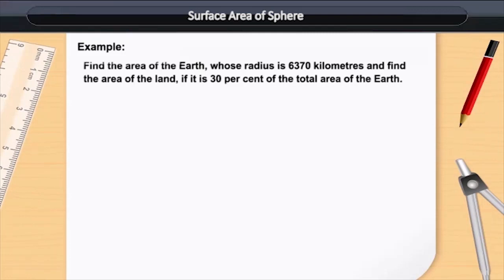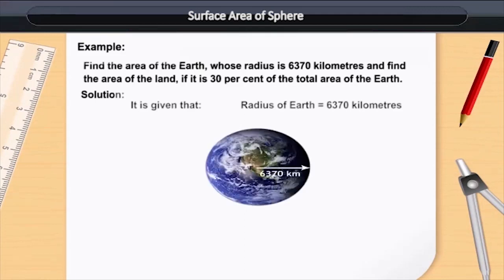Find the area of the Earth whose radius is 6,370 kilometers, and find the area of the land if it is 30% of the total area of the Earth. It is given that the radius of Earth is equal to 6,370 kilometers. Area of land is equal to 30% of the total area of the Earth.